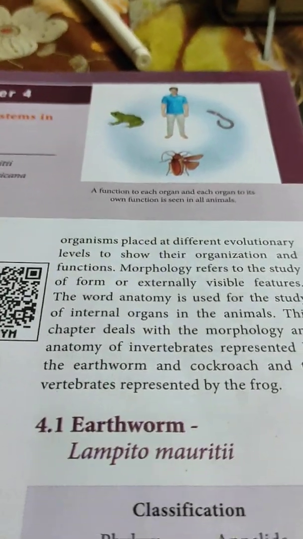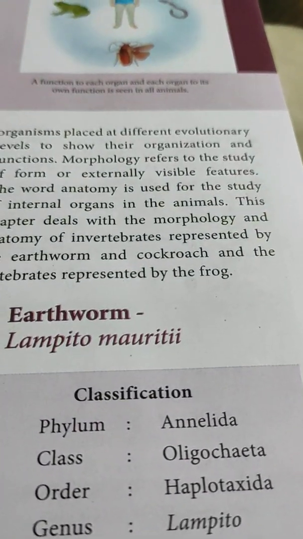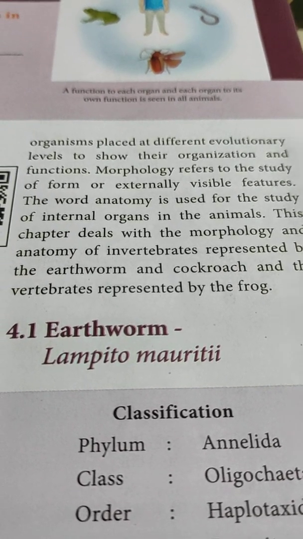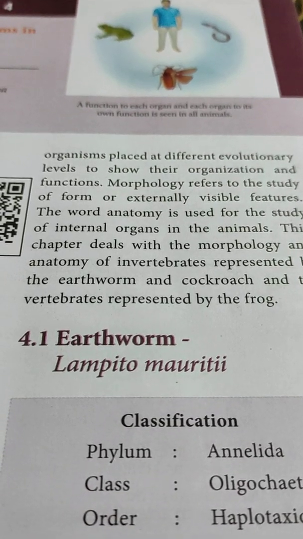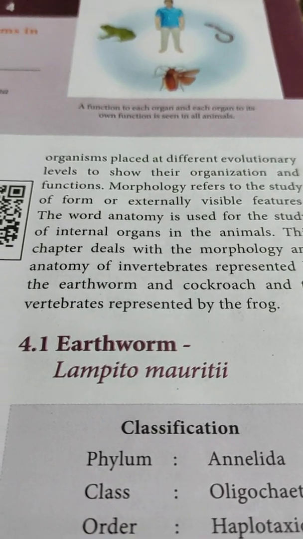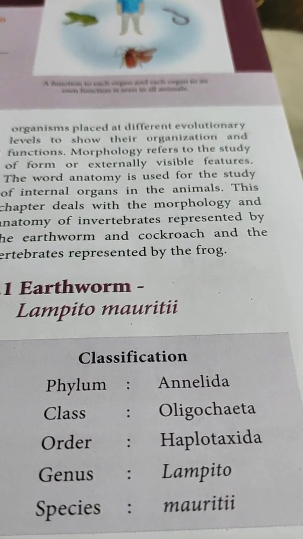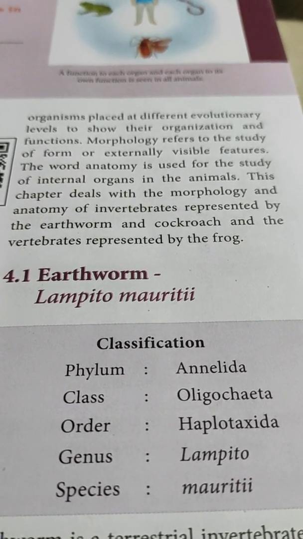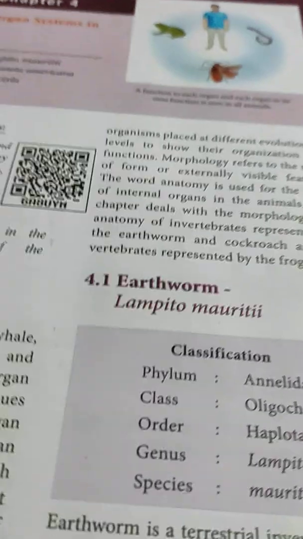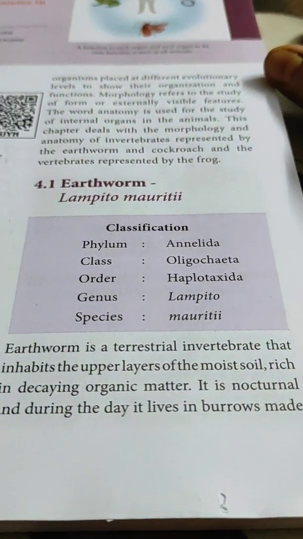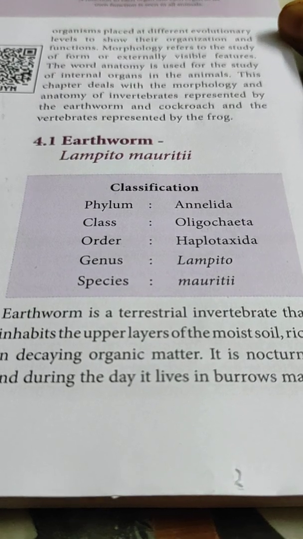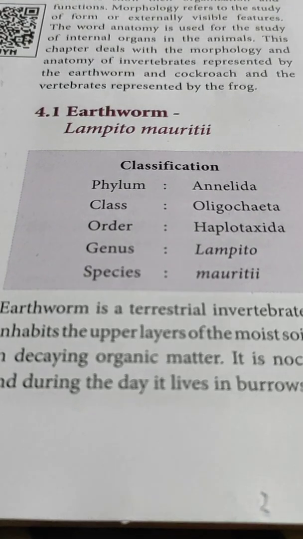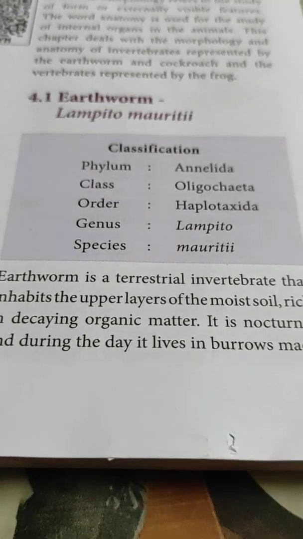habitat. Now the first one we will be taking is the earthworm. Its zoological name is Lampito mauritii. So the classification: phylum Annelida, we know that; class Oligochaeta; order Haplotaxida; genus Lampito; species mauritii. Earthworm is a terrestrial invertebrate that inhabits the upper layer of moist soil, rich in decaying organic substances, because that is the food for these animals.